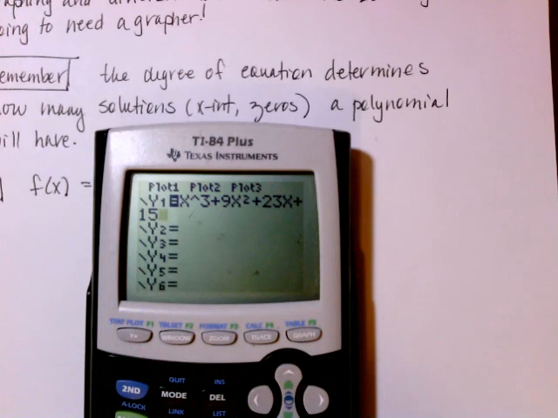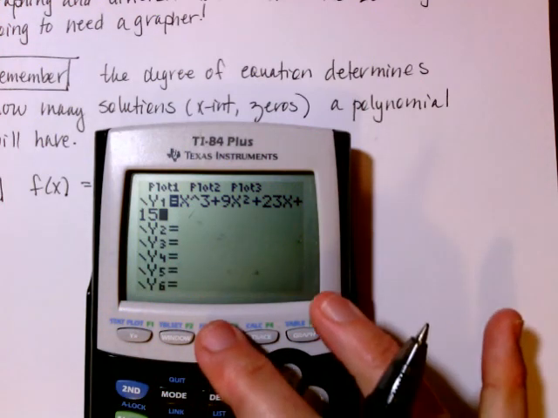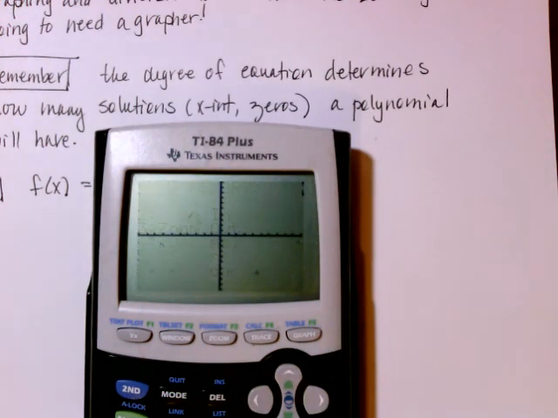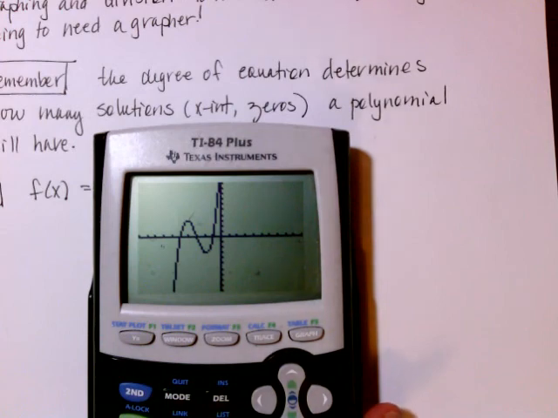So remember we said it should have 3 solutions. Do a zoom 6. There's 1, 2, 3. Yay! I have all 3 zeros. There will be times in a couple of sections when we won't be able to see all 3, and then we would have to do other means to find them.